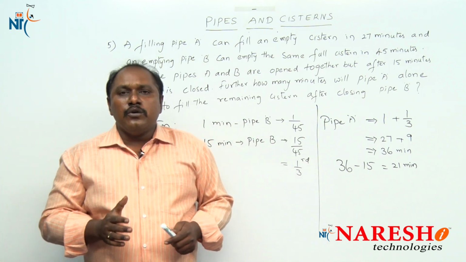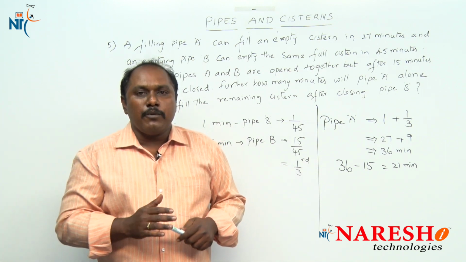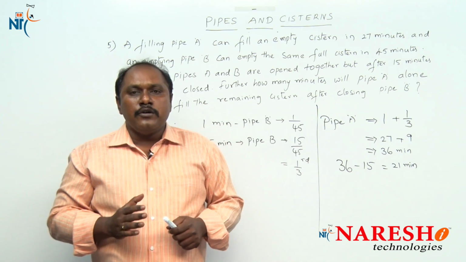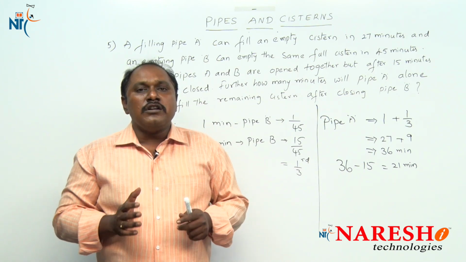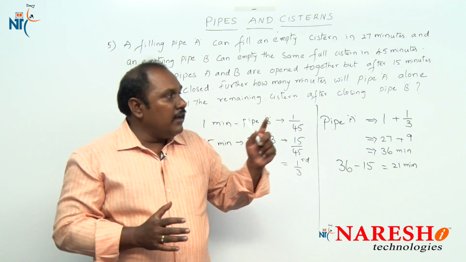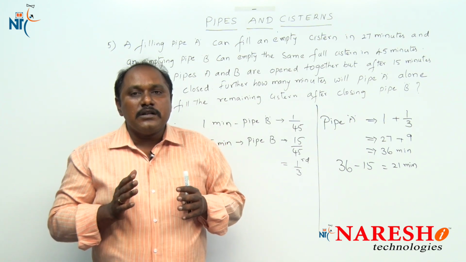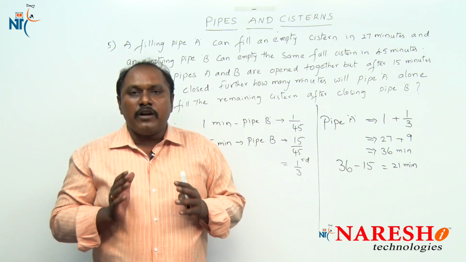Now let us look into the alternate method of solving this problem. In this alternate method, we are going to use the concept called LCM. When I say the concept of LCM, here I assume the total capacity of the cistern.